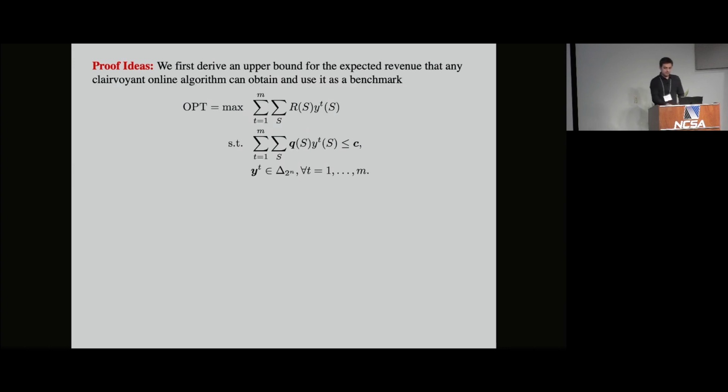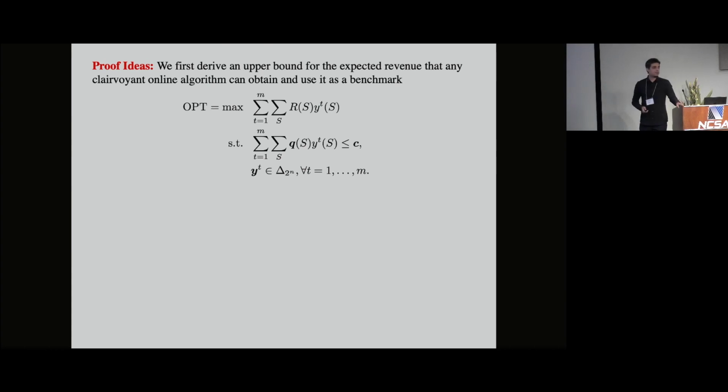Okay, great. I don't know if I have enough time to quickly comment on the ideas behind the proof. The first part of the proof is pretty straightforward and has been used widely in the past literature. We write a linear program with exponentially many variables, which upper bounds the revenue of the optimal clairvoyant online algorithm, and we design our algorithm to be competitive with this optimal value.